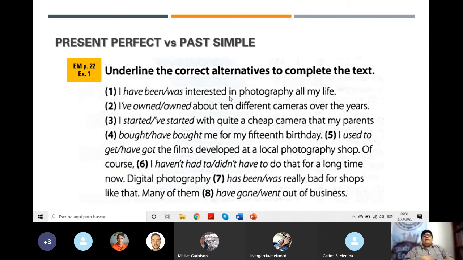Again, people, this activity is from the exam maximizer, page 22, exercise 1. Maybe you don't have it. So if you don't have the book, you can do it from the screen, okay? Underline the correct alternatives to complete the text. Do you need some time to complete the activity? Maybe you need. Okay, try to complete it.